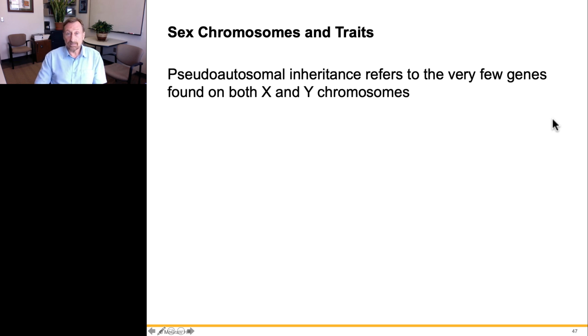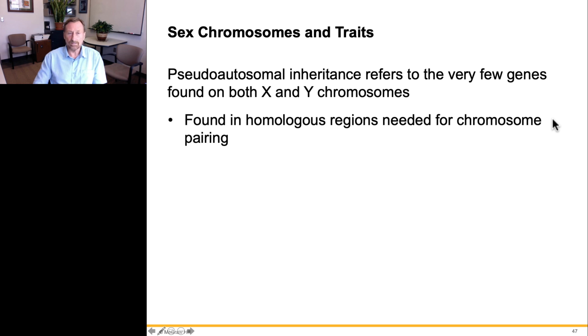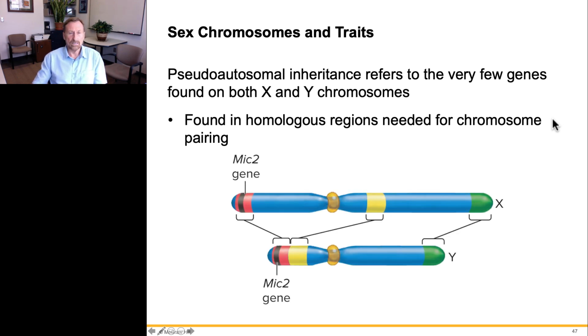One interesting pattern of inheritance is called pseudo-autosomal, and it refers to relatively few genes that are found on both the X and Y chromosome. It turns out that there are short homologous regions on the X and Y chromosomes that are needed for the pairing during meiosis. And here's some examples. The red, the yellow, and the green are homologous regions that are found on the X and the Y. And in this region here, the MYC2 gene is found on the X and the Y.